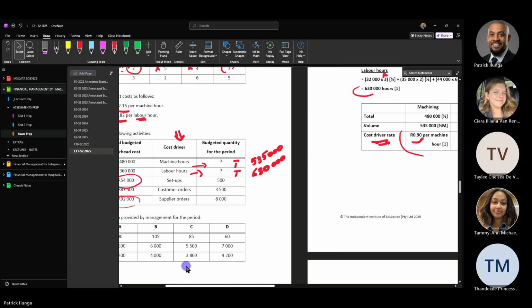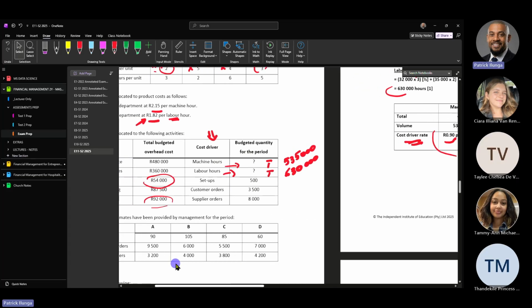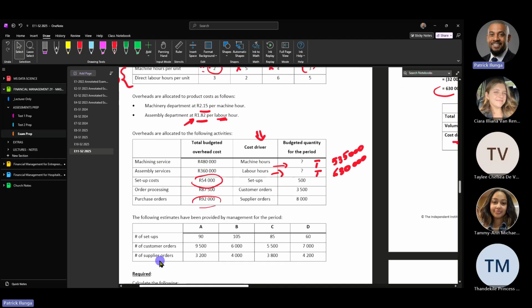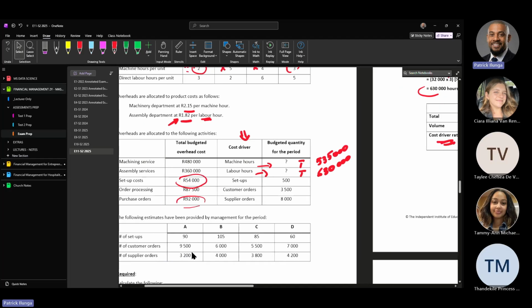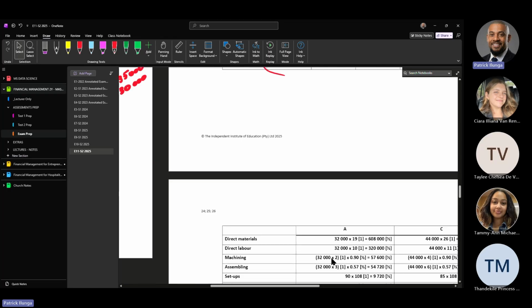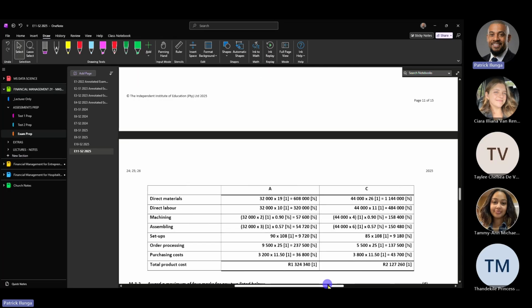So that you can find your cost driver rates. And that was the question that was asked of you: find the cost driver rates. But even more, since you have the cost driver rates, please, can you go ahead and do us the pleasure to find for only product A and C, not for product A, B, and C.